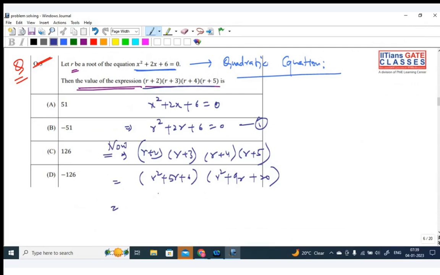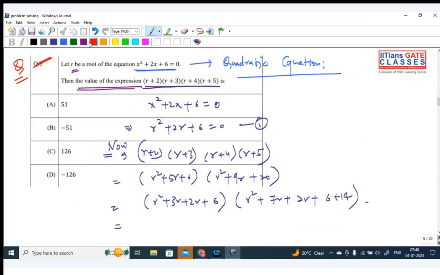And then if you solve this, right, so r square plus 2r plus 6, right? You can write this as r square plus 3r plus 2r plus 6, and this can also be written as r square plus 7r plus 2r plus 6 plus 14, right? So you can write like this.